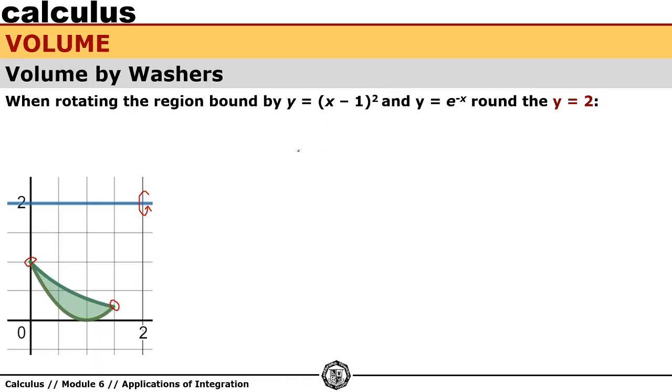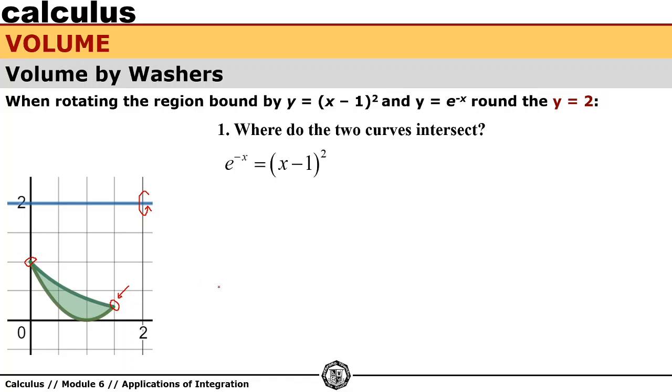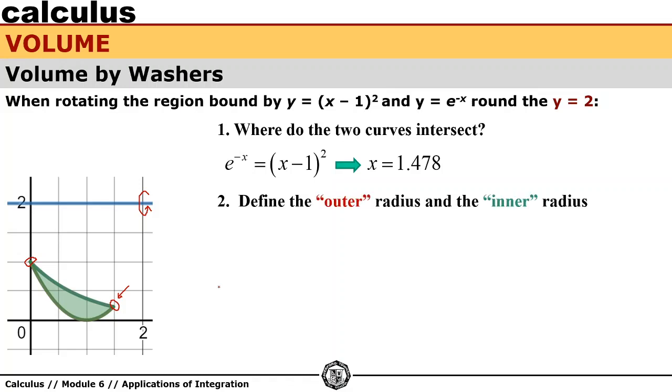Now, what we're going to do first is figure out where they cross. Let's get that second intersection point. We've got to figure out what's going on right here. To do that, we are going to set the two curves equal to each other. When does e to the negative x equal (x minus 1) squared? And when you do that, using your calculator, you're going to get 1.478. So now, the next step is let's get the outer radius and the inner radius.